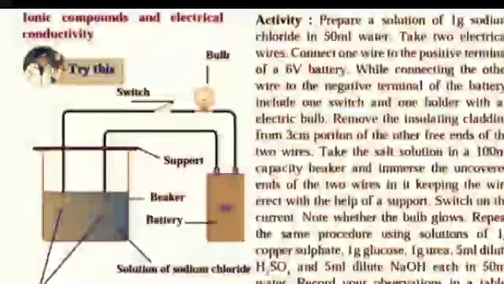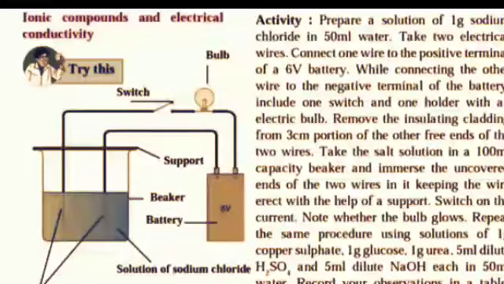Ionic compounds and electrical conductivity. Prepare a solution of 1 gram sodium chloride in 50 ml of water. Take 2 electrical wires. Connect one wire to the positive terminal of a 6-volt battery, while connecting the other wire to the negative terminal of the battery. Include one switch and one holder with an electric bulb. Remove the insulating cladding.